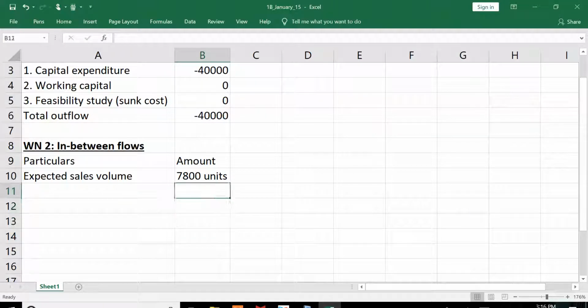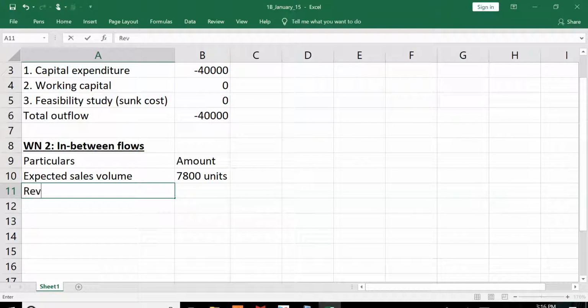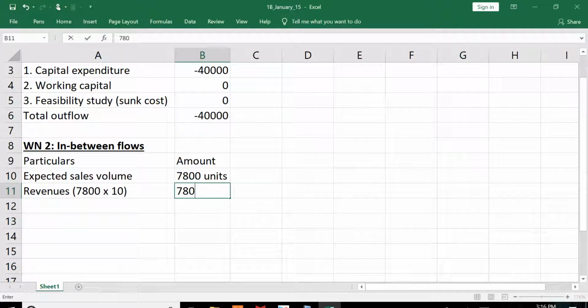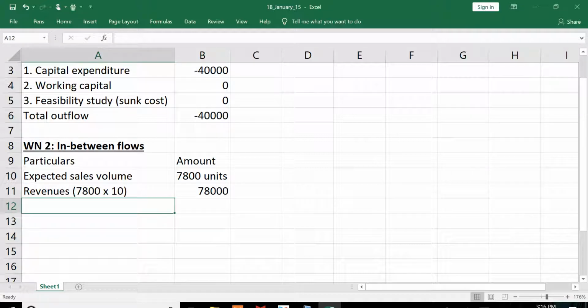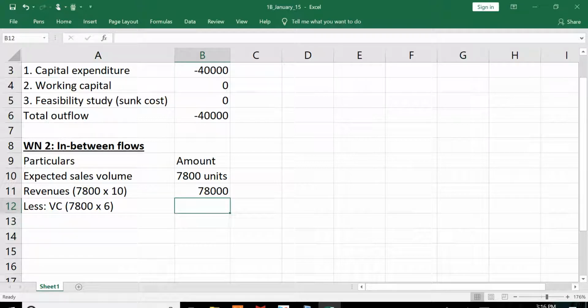So I have expected volume, revenues. The selling price would have been given in the question. What's the selling price? 10. So revenues is 78,000. 7,800 into 10, less variable cost, 7,800 into 6.